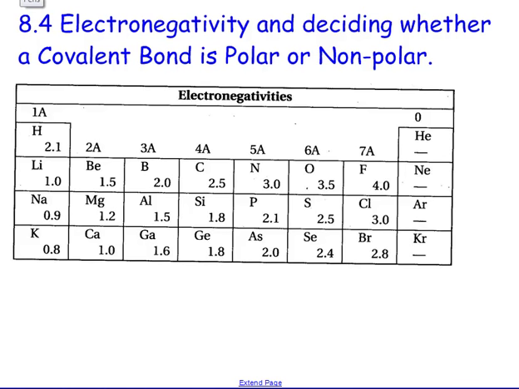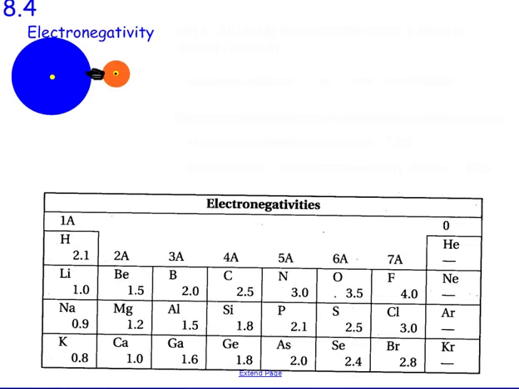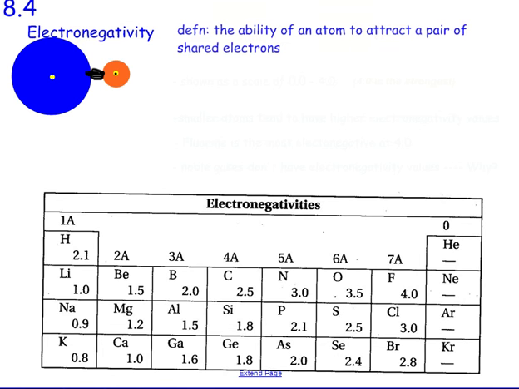This video lecture is meant to cover Chapter 8, Section 4, which explores the idea that covalent bonds can be classified as either polar or nonpolar. And to classify those bonds in that regard, we have to learn a little something about electronegativity, which is a property of atoms that is described by a number, and you can see those numbers here in this chart. Electronegativity can be defined as the ability of an atom to attract a pair of shared electrons.